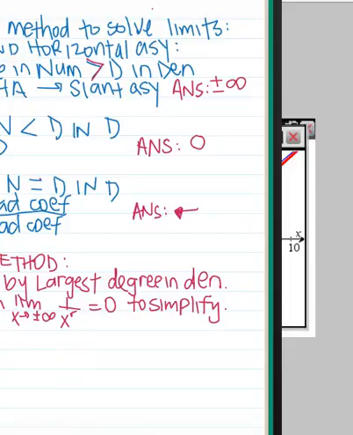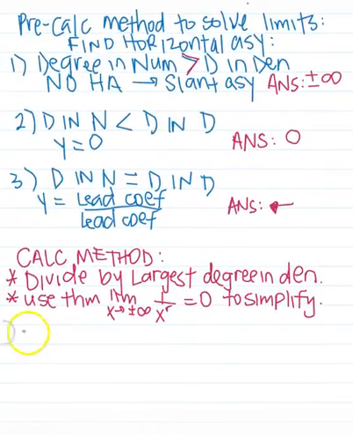So this is a good time for a check. If the degree in the numerator is bigger than the degree in the denominator, your answer to these limit problems will either be positive infinity or negative infinity. Next, number 2, the degree in the numerator turns out to be smaller than the degree in the denominator. You're going to have a problem where the horizontal asymptote will come out to be 0.